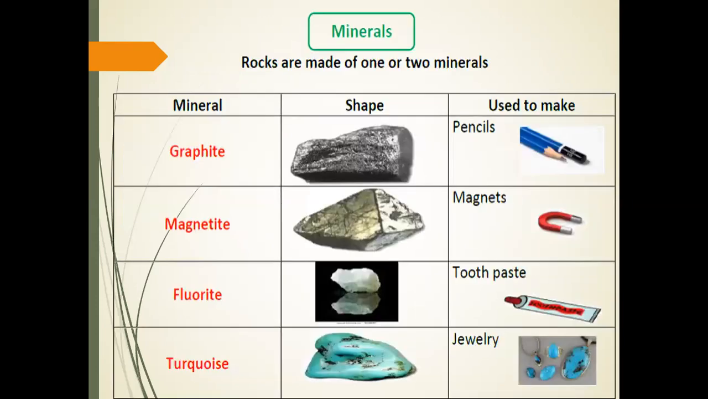Okay. So those are the minerals: graphite, magnetite, fluorite, and turquoise. The graphite, we use it in pencils, magnetite in magnets, fluorite in toothpaste, and turquoise in the jewelry. And those are their shapes also, they are very important.